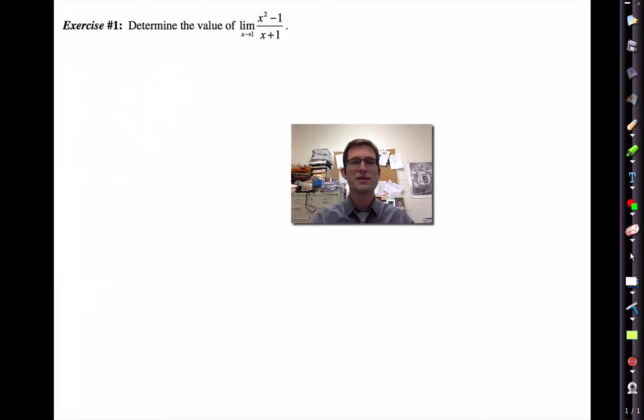Exercise number 1, very simple. Determine the value of the limit as x goes to 1 of x squared minus 1 divided by x plus 1. Please go ahead and do that.